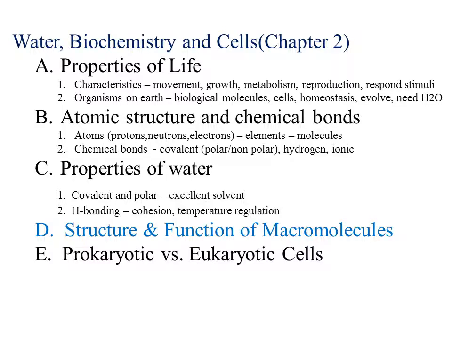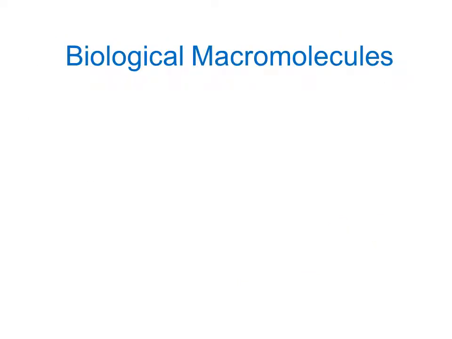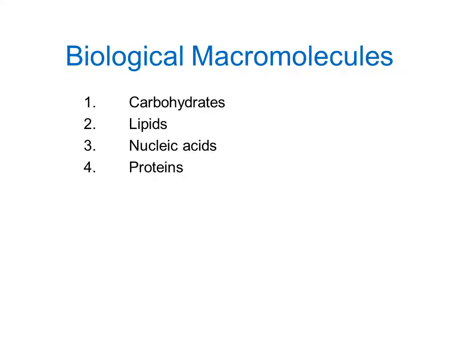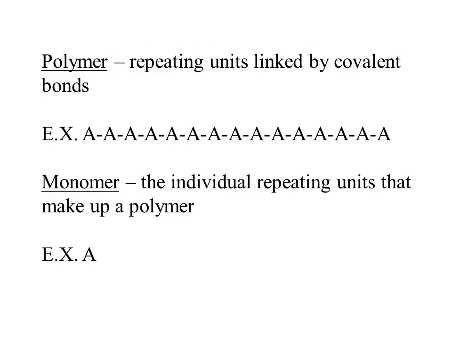As we continue to move through Chapter 2, entitled Water, Biochemistry, and Cells, I'm now going to highlight the section covering the structure and function of macromolecules. Macromolecules can be divided into four main groups. We have the carbohydrates, the lipids, the nucleic acids, and the proteins. For each of these, we're going to talk about the monomeric form and the polymer form.